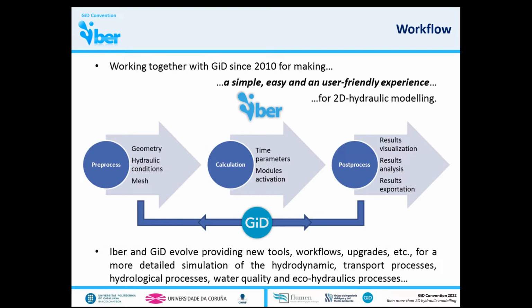As you know, Iber and GiD evolve together. The workflow of Iber is fully integrated in the pre- and post-process tools of GiD, some of them being directly developed for Iber and then integrated into GiD, and others adapted from GiD to the necessities of Iber. Three main steps define the workflow of Iber. First, a pre-process where all conditions are implemented. Second, the calculation process that is in charge of Iber. And third, the post-process where all results can be analyzed or exported to other software.